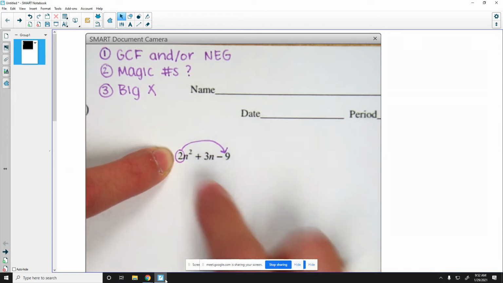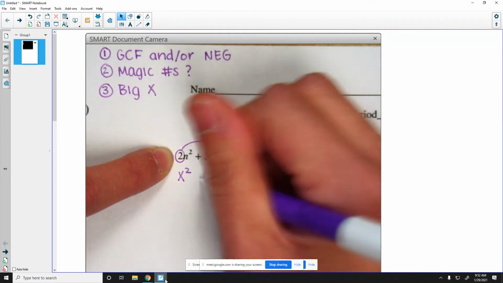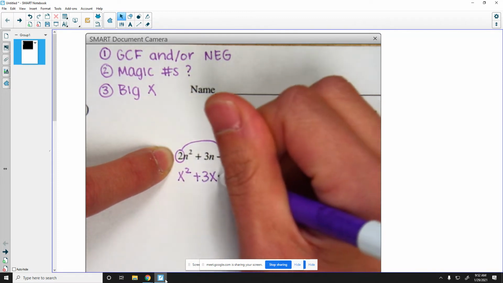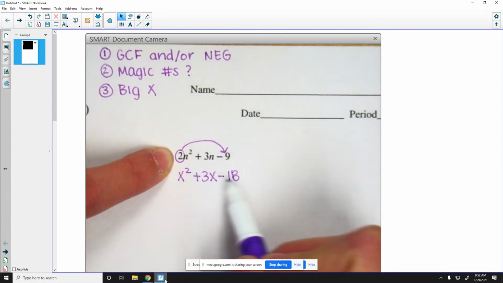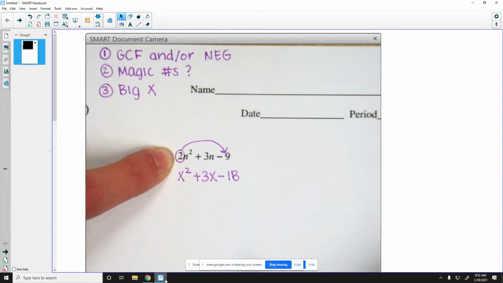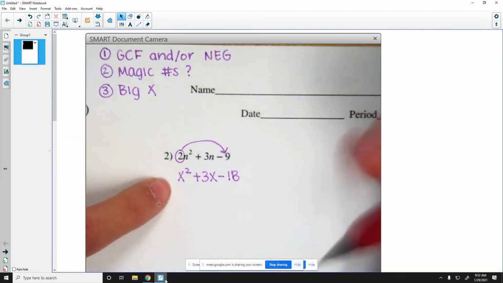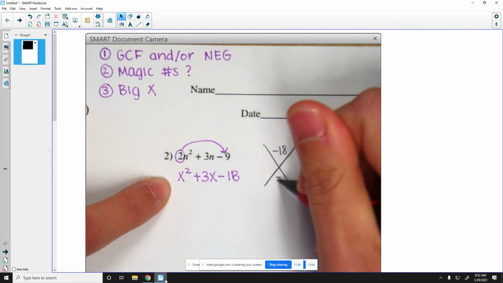So my new problem, and I'm going to write x's for everything, is going to be x squared plus 3x minus, and then 9 times 2 is 18. Do you see how I changed my problem entirely? I now have a 1x squared. So I just did step 2. Now step number 3, I just do big X. So I can do big X, negative 18, positive 3.